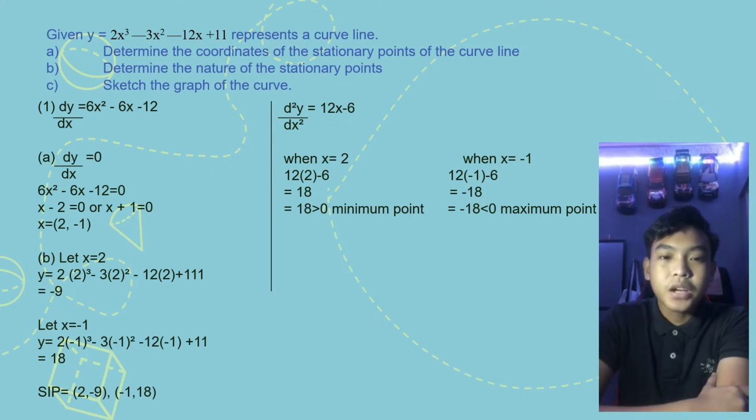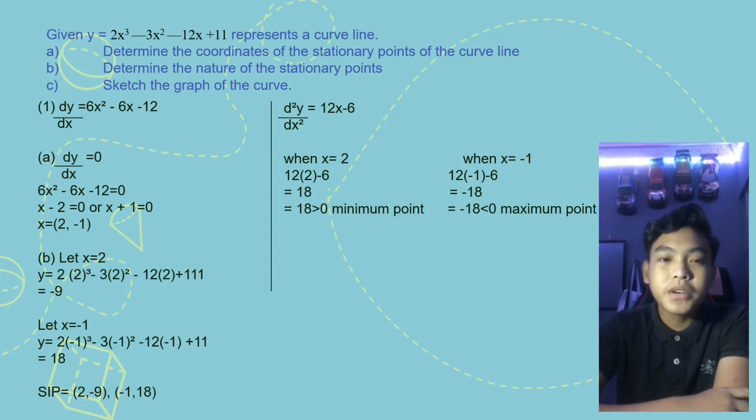Second step, we must find the second value of y. So, let x equal negative 1. y equals 2 in bracket negative 1 cubed minus 3 in bracket negative 1 squared minus 12 in bracket negative 1 plus 11. We will get the second value of y as 18. So, the stationary points for question B are (2, -9) and (-1, 18).